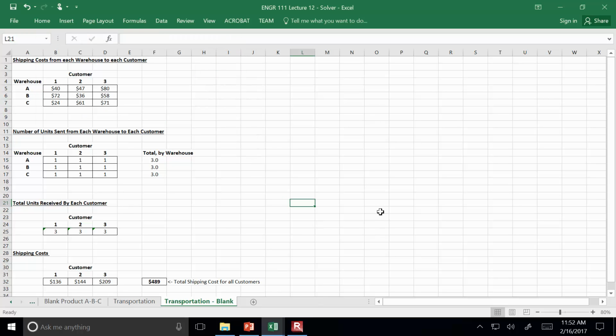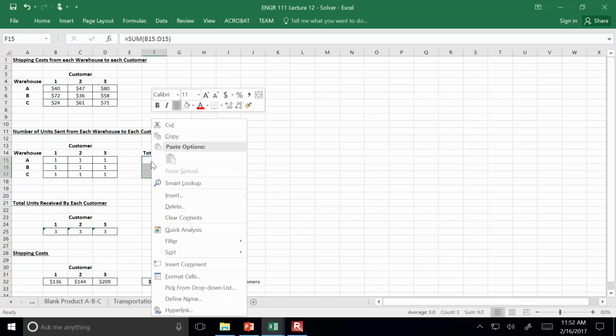So what you need to do is put in some guess values for the number of units that you're going to have go from each warehouse to each customer. You can see I've just put 1, 1, 1 for each of these. These are input values that are numbers. But then down below it here, the total units received should be a formula. That's the sum of the columns above it. And the same thing, this total by warehouse should be the sum of the columns that are to the left of it.